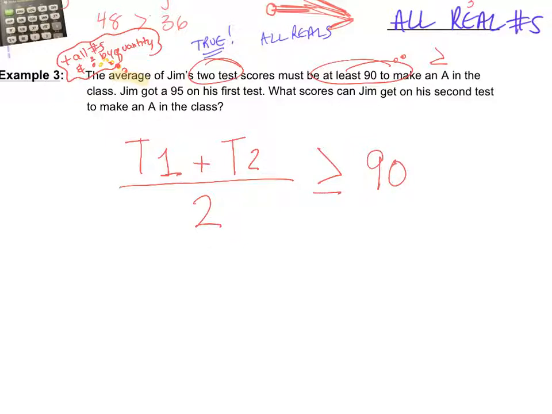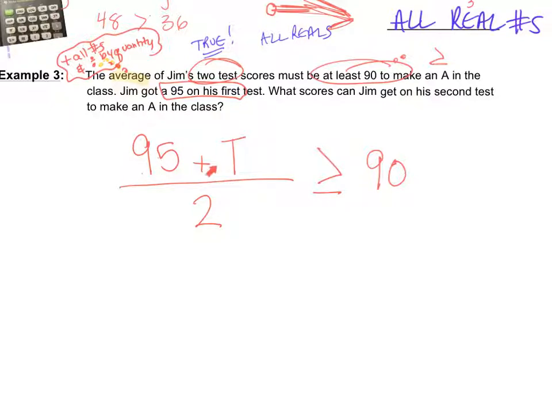Then it tells us that Jim got a 95 on his first test. Okay, so that means I can replace this. This test 1 is actually not an unknown. We know that it's 95. They want to know, what does the other test have to be? Well, let's erase the 2 just so it doesn't confuse us. So we know that the 95 plus the test that he takes divided by 2 has to be greater than or equal to 90. How do you solve?